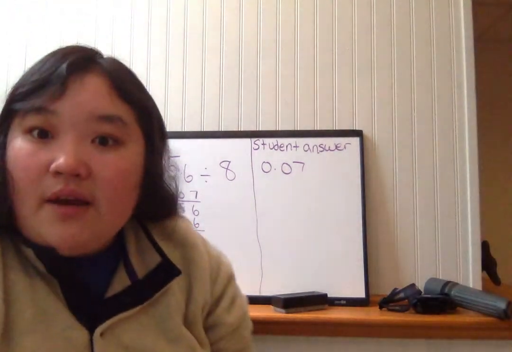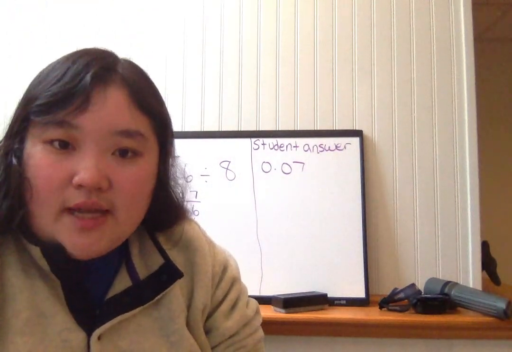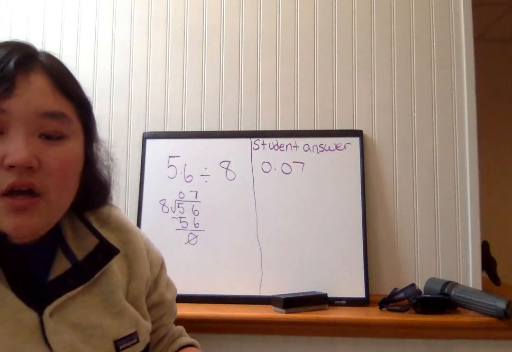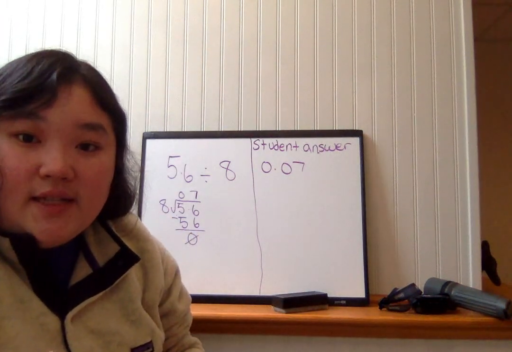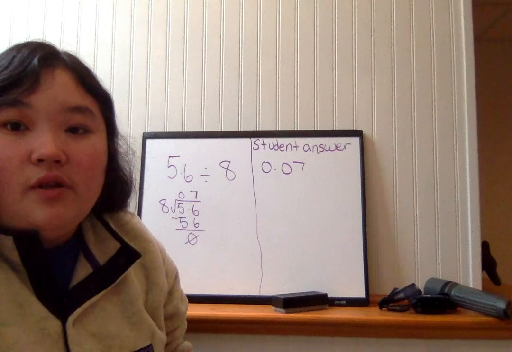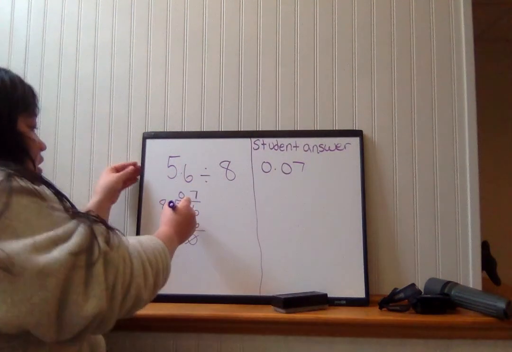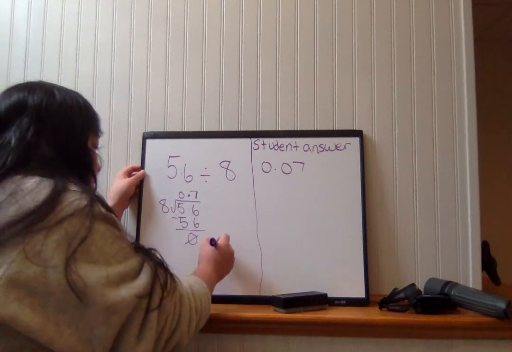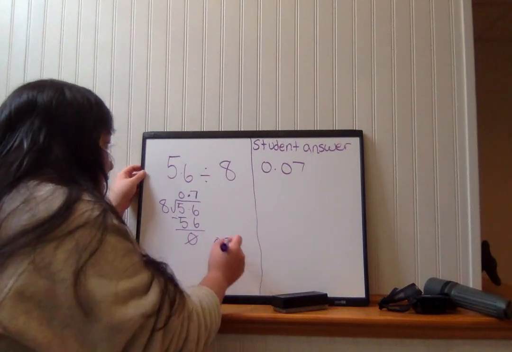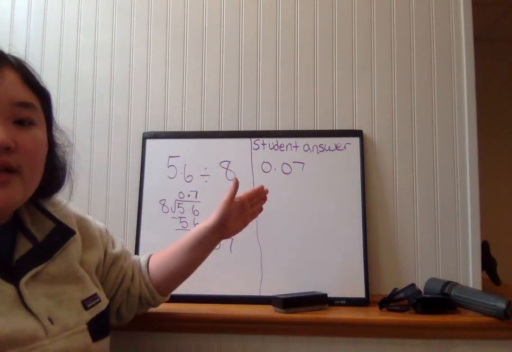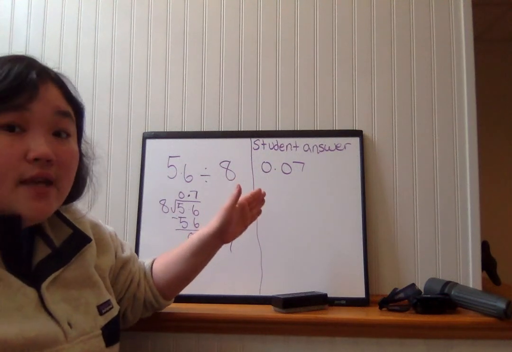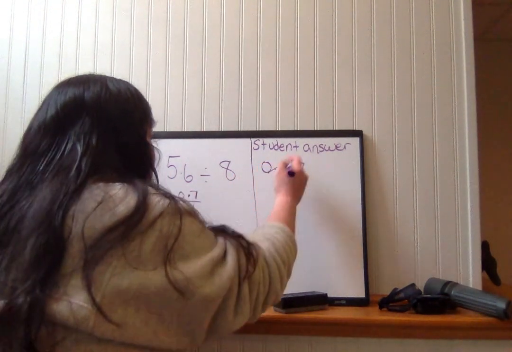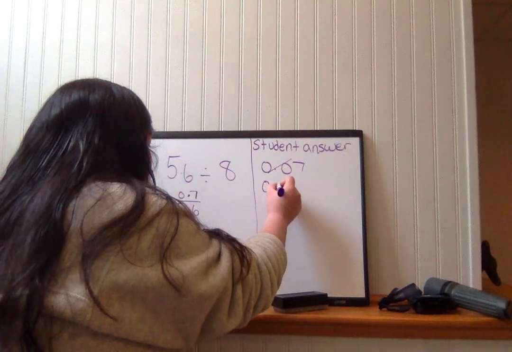Awesome. Now we need to figure out where we're going to place our decimal. For this, it's like adding and subtracting decimals. You're going to bring your decimal up. So we know our decimal is between the 5 and 6. We're just going to bring it up. And our answer is 0.7. So if you look at the student answer, it's saying 0.07. We know that that's incorrect, and we're going to write down 0.7.